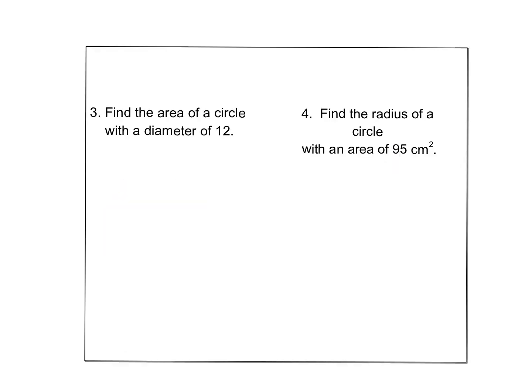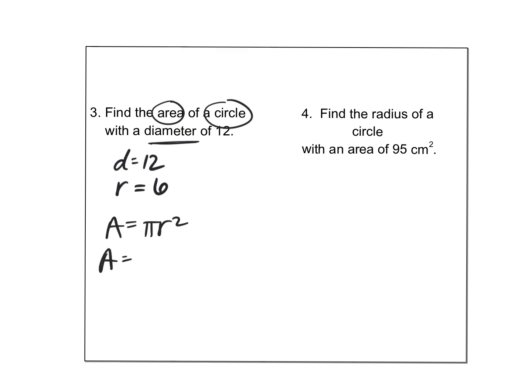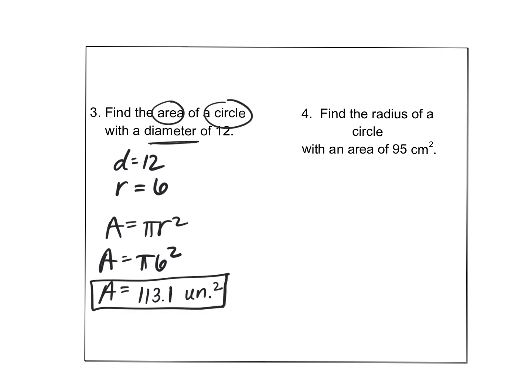Number 3, find the area of a circle with diameter 12. If your diameter is 12, what's your radius? It should be 6, 12 divided by 2. So the area of your circle is going to be pi r squared. So it's pi 6 squared. Type it in your calculator. You should get 113.1, and here there's no label. So if you want to just put units squared, or if you just want to leave the label off, that's okay.